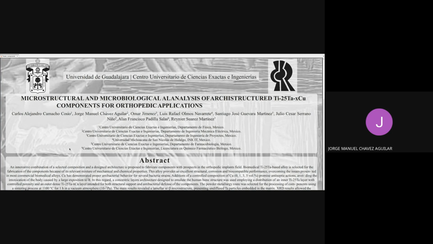Hi everyone. On this occasion, I want to present a work performed by a student at the University of Guadalajara. This work is titled Microstructural and Microbiological Analysis of Architected Titanium 25 Tantalum with Copper Addition Components for Orthopedic Applications.